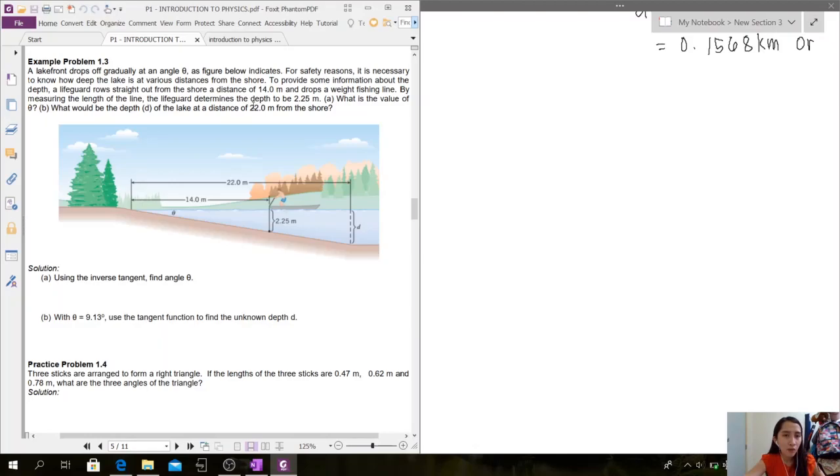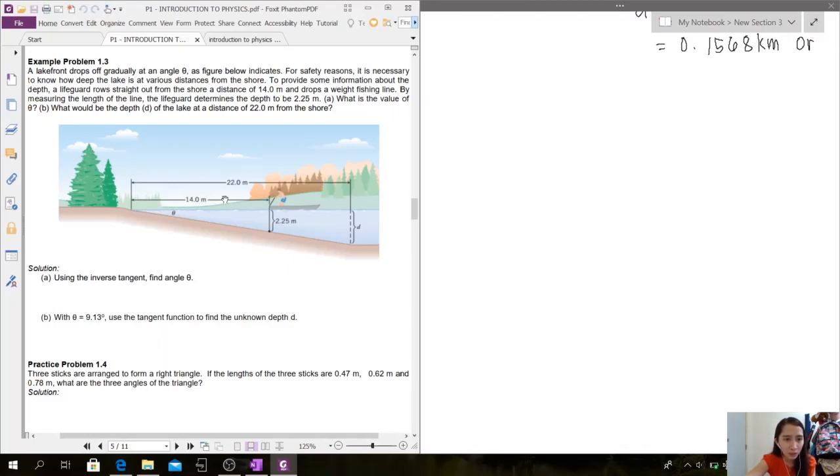a distance of 14 meters and drops a weighted fishing line. By measuring the length of the line, the lifeguard determines the depth to be 2.25 meters. So, as required, we are asked to find the value of theta and the depth d at a distance of 22 meters. So, first, we have to use the inverse tangent to find the angle theta.